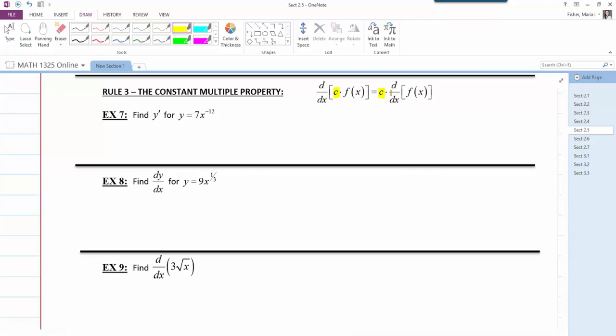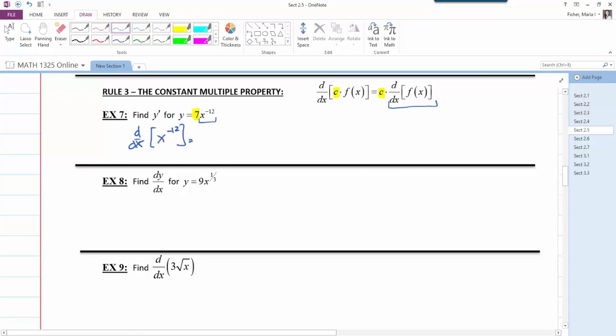So let's do that in number 7, and then we'll show you the shortcut as well. So if I want to find y prime for y equals 7 times x to the negative 12th, well, 7 is that constant multiplier. So what it's saying is that you can just find the derivative for x to the negative 12th and then multiply it by 7.